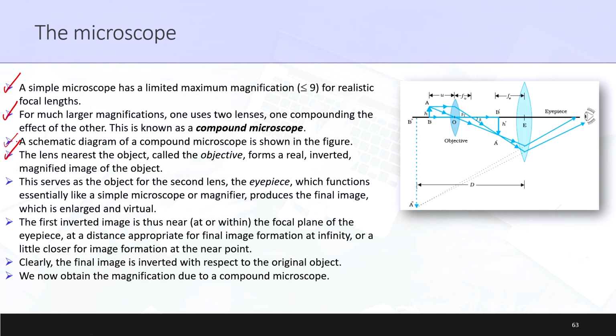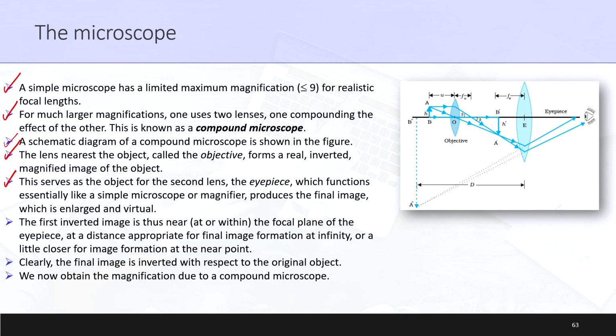This serves as the object for the second lens, the eyepiece. This is basically called the eyepiece. As you can see from the subscripts also, O stands for objective, E stands for eyepiece. The eyepiece functions essentially like a simple microscope or magnifier, and produces the final image, which is enlarged and virtual. Quite evident, everything is explained clearly here.